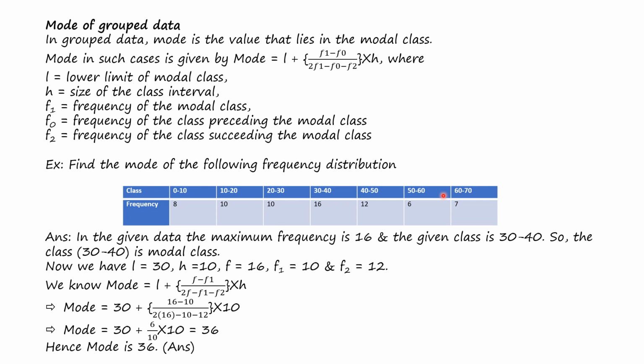Here, one more thing I would like to tell you. Here, 36 we got as the mode, and the modal class is 30 to 40. That means 36 lies in between 30 to 40. Mode always lies within the modal class.